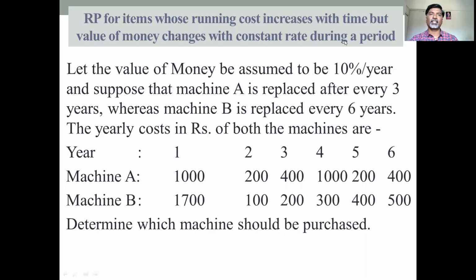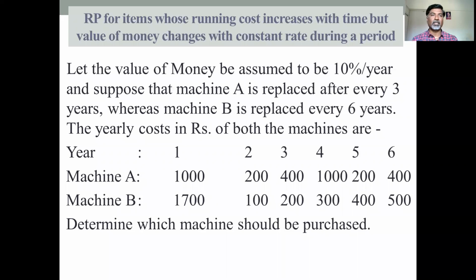Now we'll see another example of a replacement problem. Replacement problem for items whose running cost increases with time, but the value of money changes with a constant rate during a period. Means what? Running cost is nothing but maintenance cost. As time increases, the running cost or maintenance cost increases. But the value of money is nothing but scrap value or return value. That changes with a constant rate during some period.